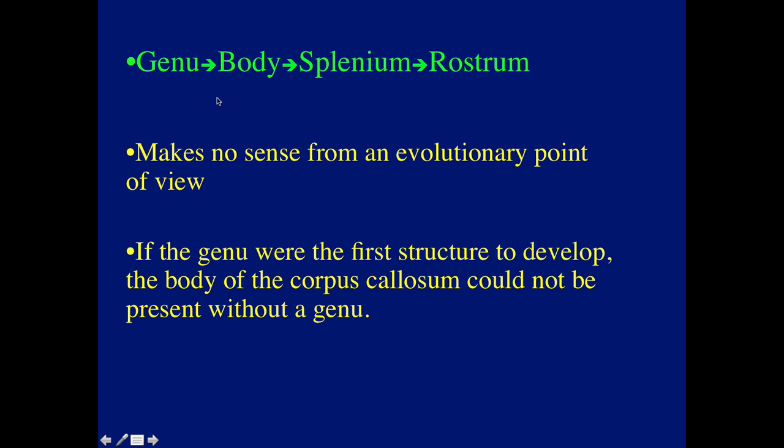So this genu, body, splenium, rostrum made no sense from an evolutionary point of view. And also, if the genu was the first to develop, the body of the corpus callosum could not be present without a genu. Now, I presented a short presentation at the ASNR meeting showing some animal brains and pointing out that this was not the correct sequence, which was very popular at that time.